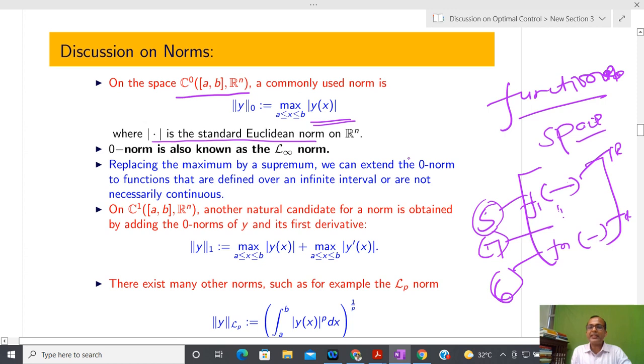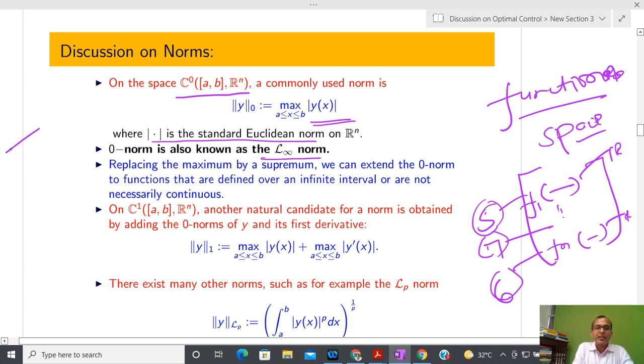What basically we are saying is that if you have a space where the elements are functions, you can take each and every element, substitute their argument, calculate their value, and after that select only the maximum value. In that way I can define the zero norm, and this is also called the L infinity norm. Similarly, if you replace this maxima by supremum, what happens?